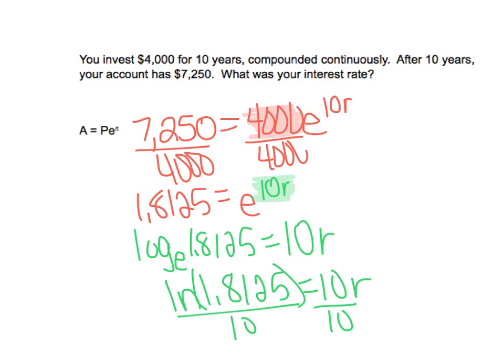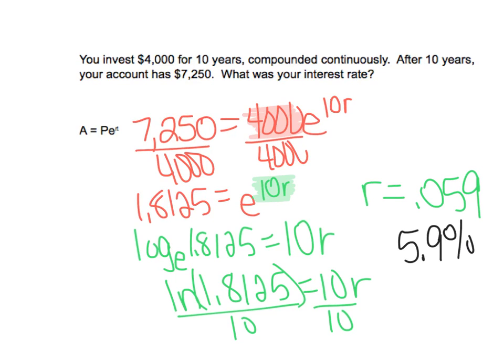In our calculator, we're going to hit natural log of 1.8125, close the parentheses, divided by 10, and we should get that r equals 0.059. Well, if we are going to write that as an interest rate, 0.059 means that this person had a 5.9% interest rate on their account.